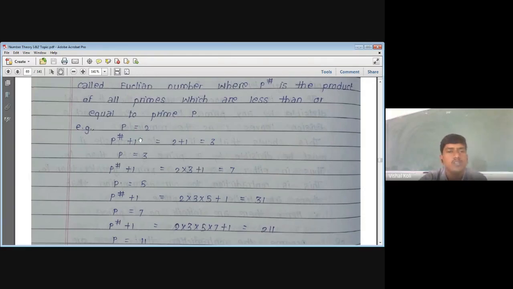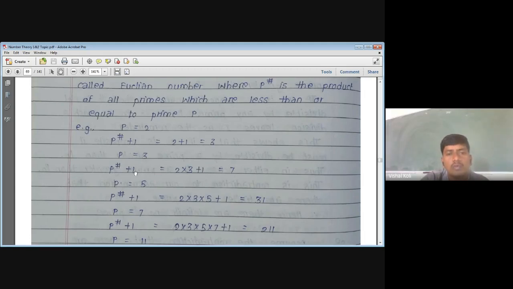Suppose p is equal to 2. Then p hash plus 1 is the product of all primes less than or equal to 2, plus 1. But there is only one prime less than or equal to 2, which is 2 itself. Therefore, it is 2 plus 1, which is equal to 3. Therefore, this 3 is a Euclidean number.